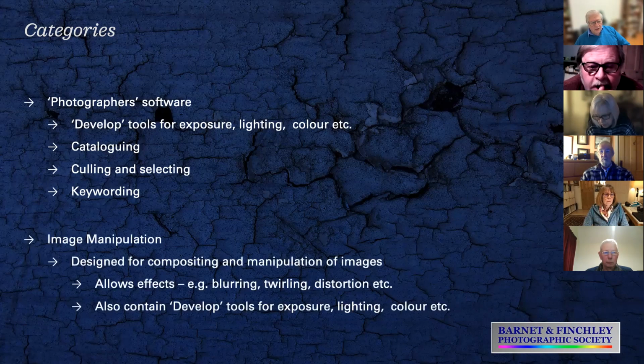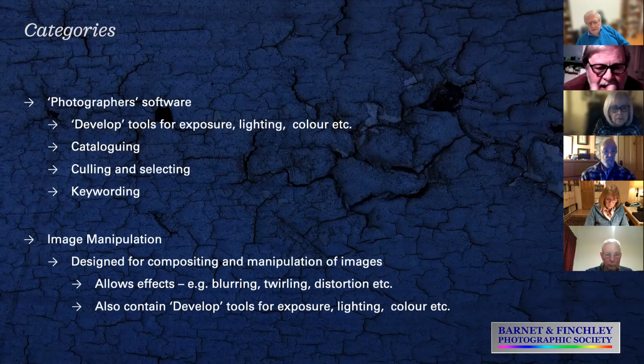The other side is what I call image manipulation. That's where you're starting to change images, you're building composites, you're manipulating the images, you're adding effects like blurring and twirling and distortion and reversing and things like that. It's the sort of thing that Justin can't live without. But also, nearly all of these have got the development tools as well, or certain tools, but they tend not to have the cataloging.